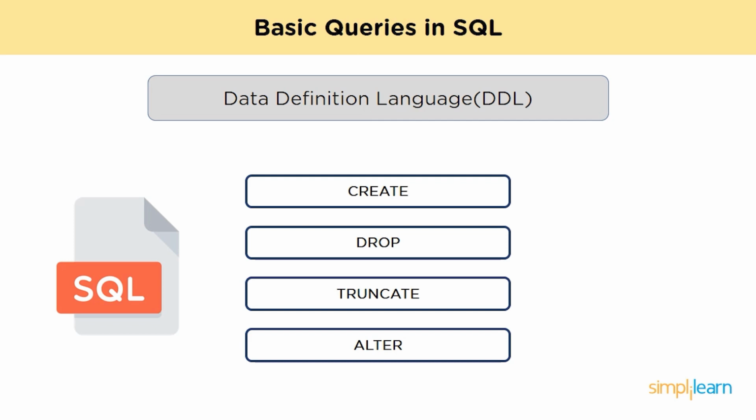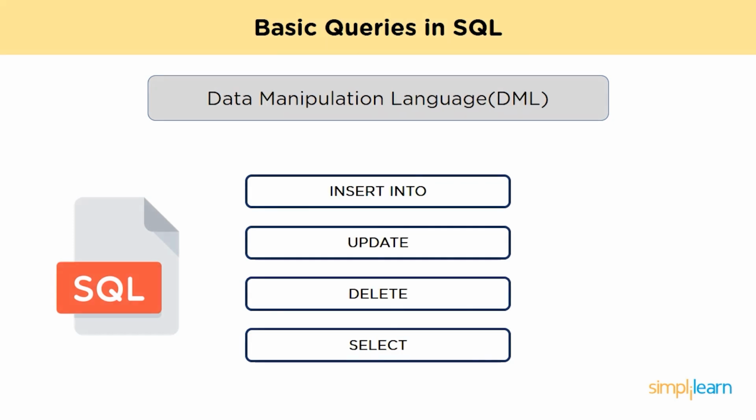TRUNCATE is used to remove all records from a table. ALTER is used to alter the structure of the database. DML or Data Manipulation Language consists of the SQL commands that deal with the manipulation of data present in the database. The INSERT INTO command is used to insert data into a table. UPDATE is used to update existing data within a table. DELETE is used to delete records from a database table. SELECT. This command helps you to select the attributes based on the condition described by the WHERE clause.